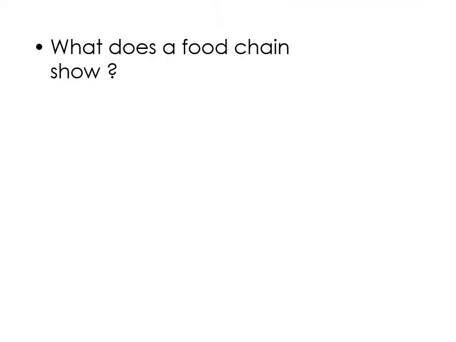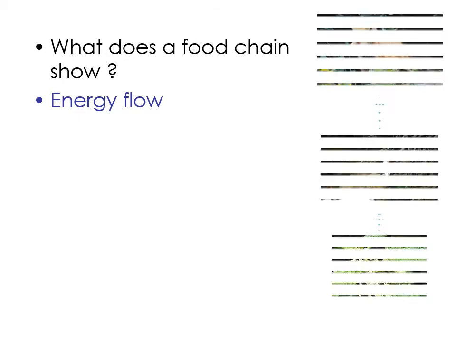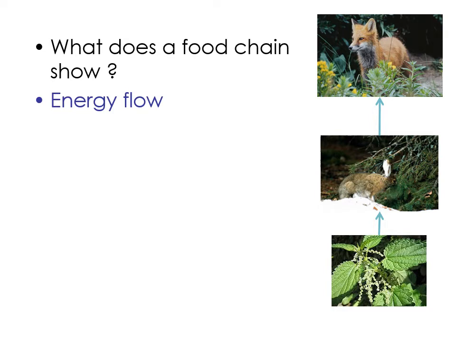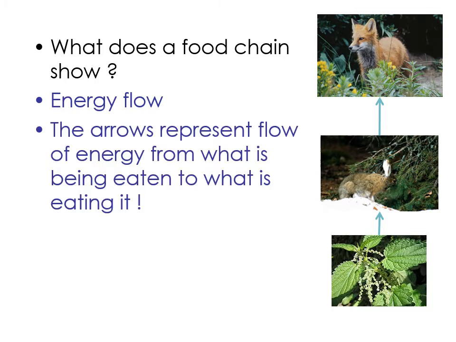What does it show? Well, it shows energy flow through the ecosystem, through the feeding relationships between different organisms or different species. So there's an example there. We've got our nettles being eaten by our rabbit and our rabbit being eaten by our fox. The arrows represent the flow of energy from what's being eaten to what is eating it.